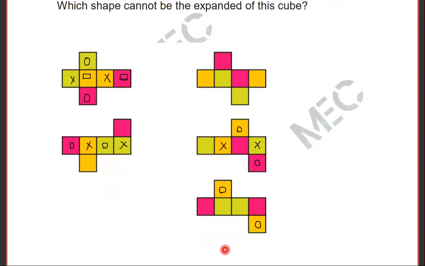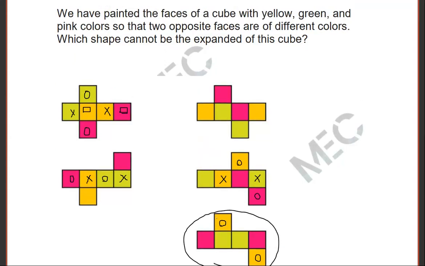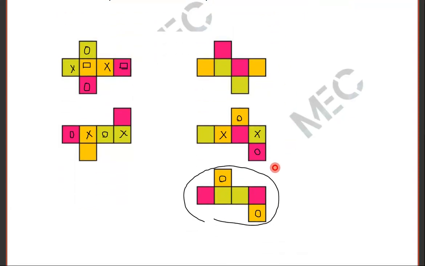So the choice which should be chosen is this one, because the question says which shape cannot be the expanded form of this cube. Okay, because the opposite faces are of the same color here.